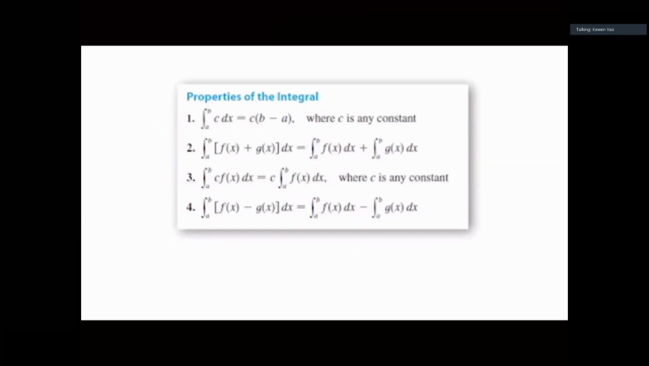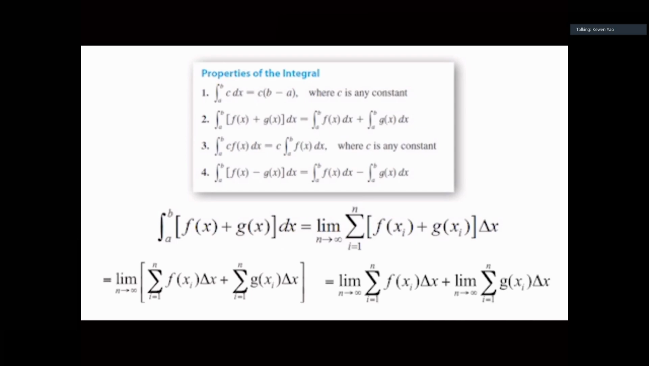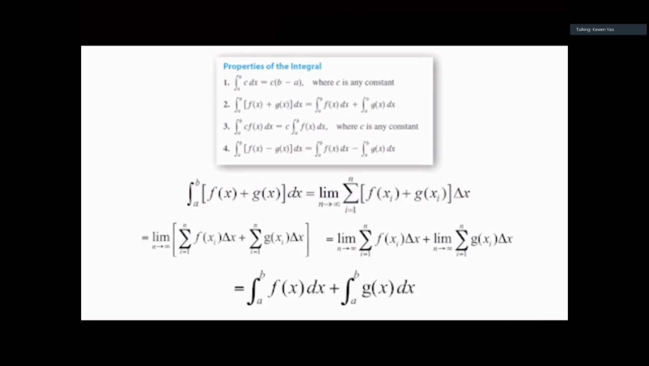To show this, we write out the definition of the definite integral for f plus g. This is the limit of the Riemann sum of f plus g. We now distribute delta x and get the following. Here we have a limit of a sum, which we know from the properties of limits is just the sum of the limits, provided that each limit exists. But each limit does exist due to f and g being continuous. Here we now recognize that each term is its own integral. We can now see that property 2 is certainly true. Properties 3 and 4 can be proven in a similar manner.